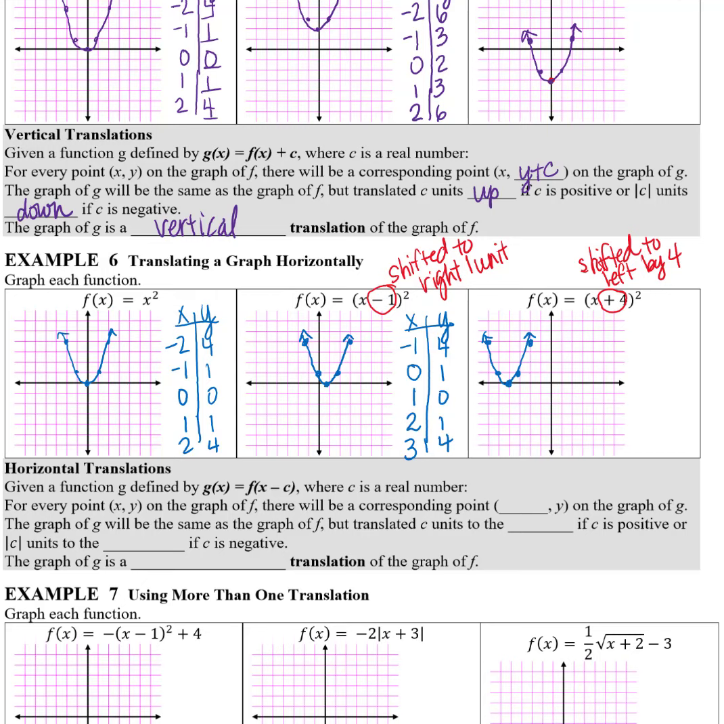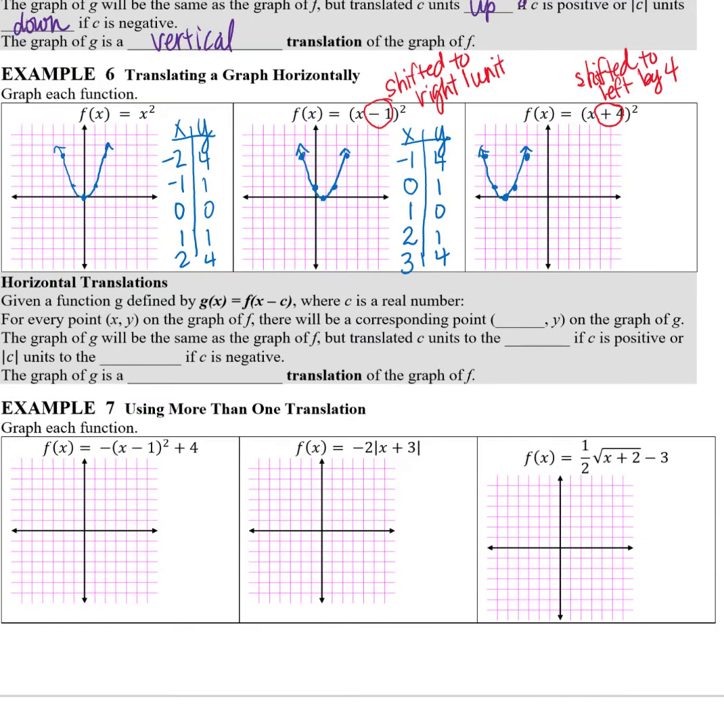So you see how when you have a number inside the parentheses here, it's shifted to the left or to the right. So for horizontal translations, if you have a point (x, y) that's on the original graph f, then (x plus c, y) will be on the graph of g, where we have f of x minus c. So you see how you're doing just the opposite.